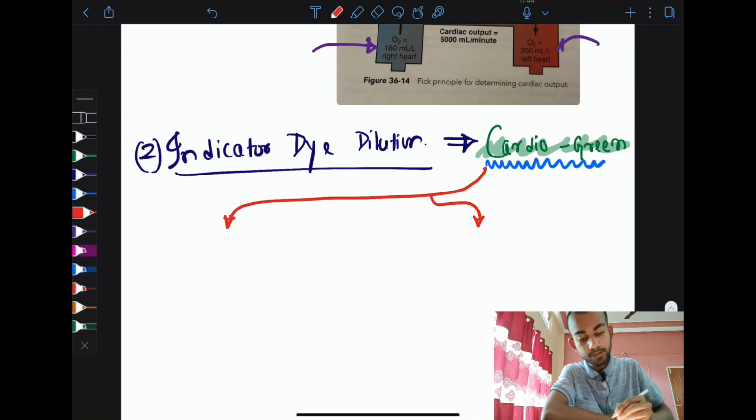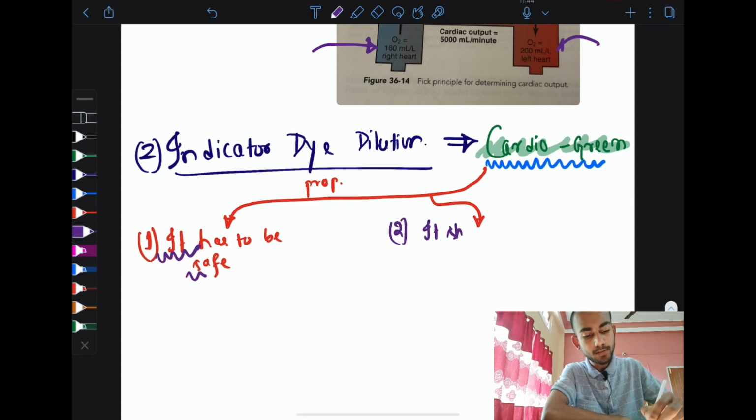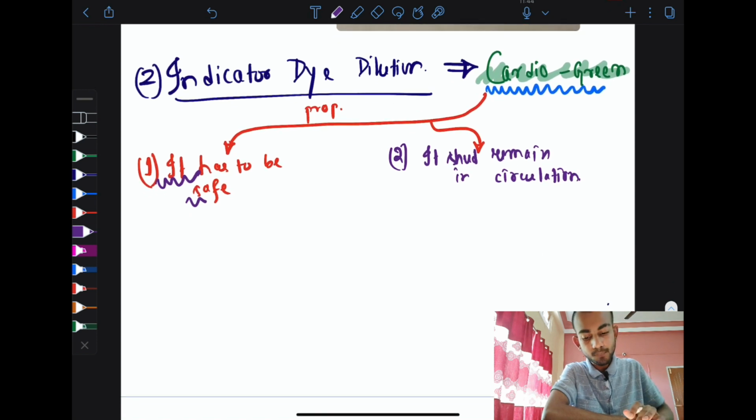Now the two important properties which any dye must possess to be utilized for measuring cardiac output using the indicator dye dilution method are, number one, it has to be safe. And number two, it should remain in the circulation and should not be utilized by any tissue, right guys?